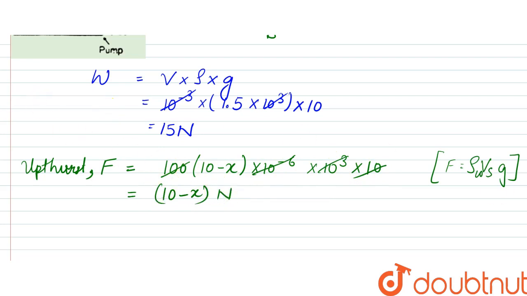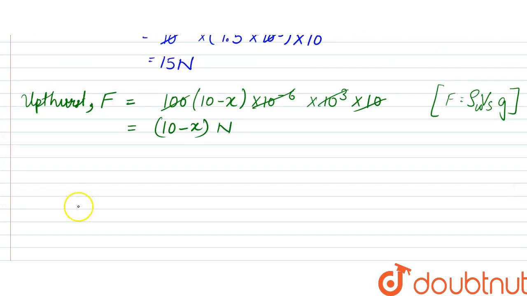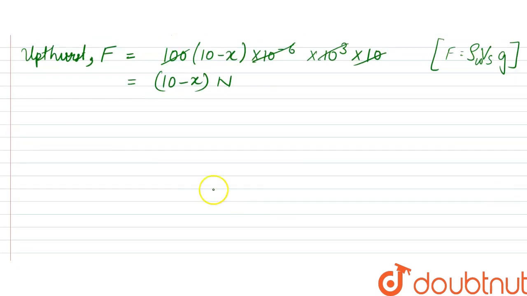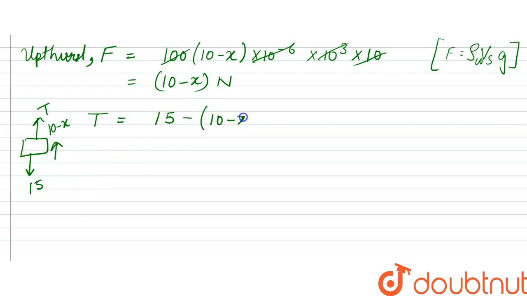Now, after that, what we can say is that for the net downward force, there would be some tension later on. T would be equal to the total downward force. On the block, it would be 15 in the downward direction, the 10 minus x in the upward direction, and tension in the upward direction. So T will be equal to 15 minus (10 minus x), which turns out to be 5 plus x Newton.